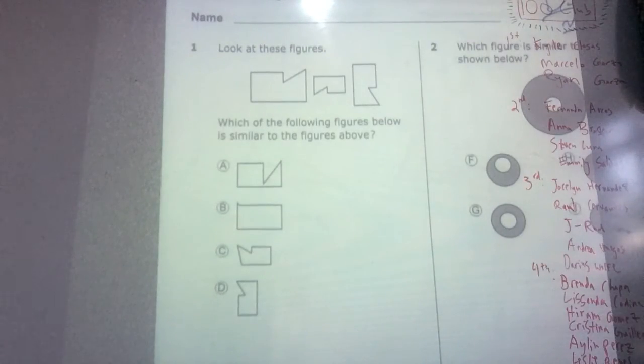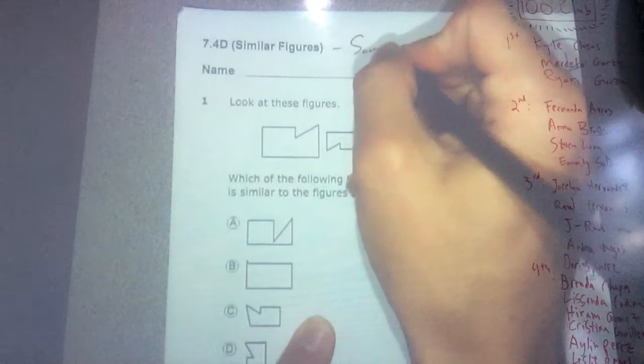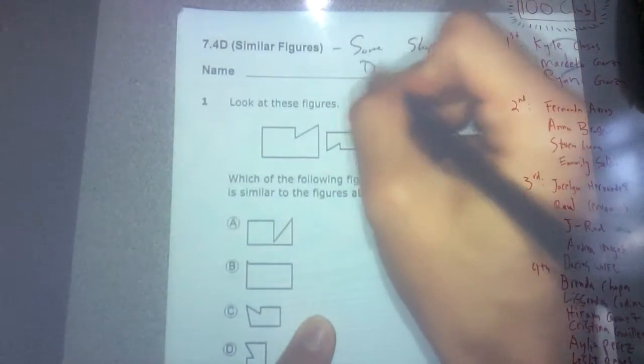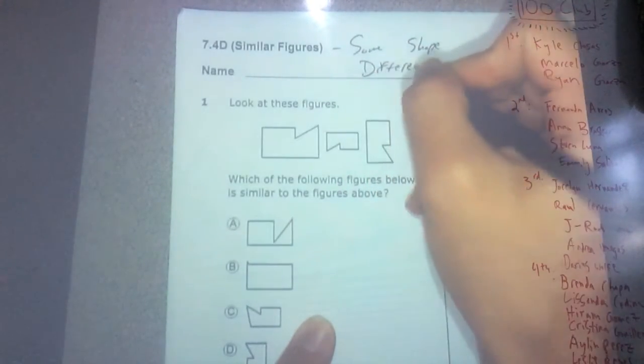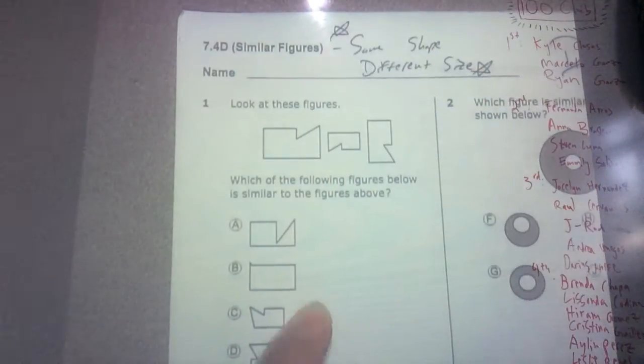Good morning, everybody. This is Similar Figures. Similar figures are the same shape, different size. Same shape, different size.